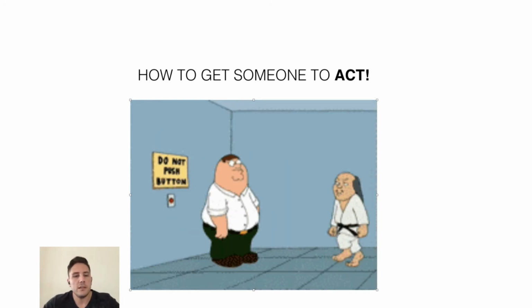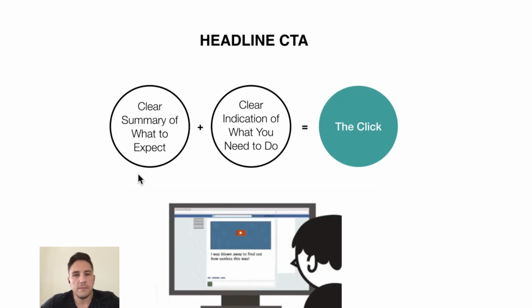So we need to get them to click. And how do we do that? You need a clear summary of what to expect. You need to give the user, the reader, an indication of what to expect if he clicks the ad. Okay? It's like, hey, listen, if you click this ad, this is what's going to happen. This is what you're going to learn. This is what you're going to see. This is what you have to do. This is the benefit that's going to happen.